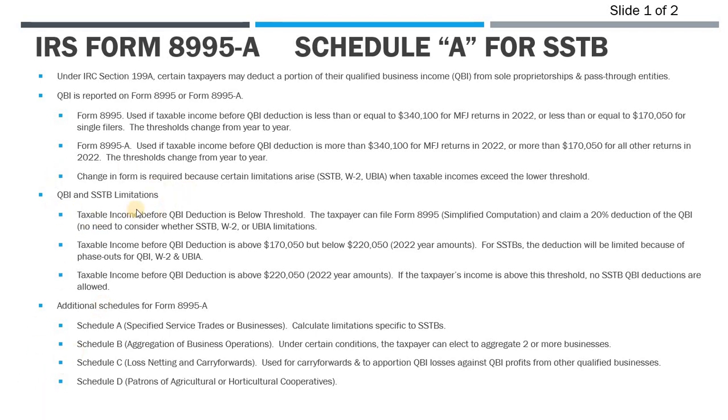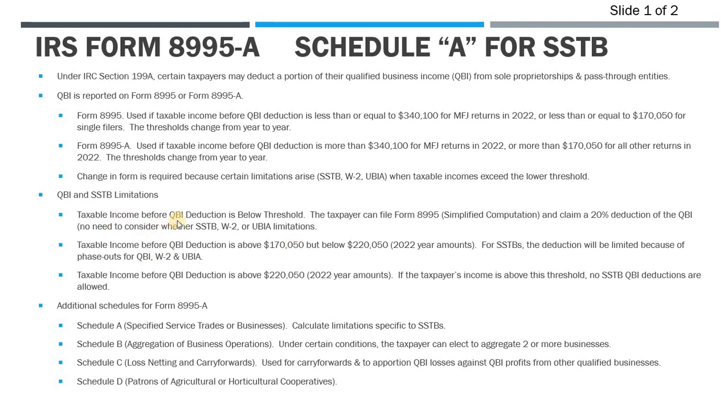So, the QBI and specified service trade or business limitations. In this example, we're going to have a taxpayer that has interest only in SSTB. So he doesn't have non-SSTB or a mix of the two. He's got all specified service trade or business interests. And so we're going to see how that calculation gets done in the Schedule A and why these limitations are in place. So there's basically three ranges to think about.